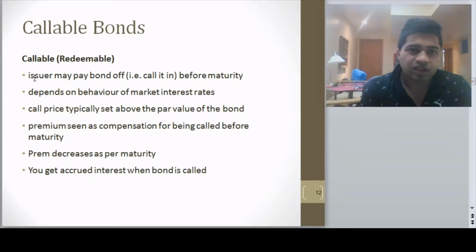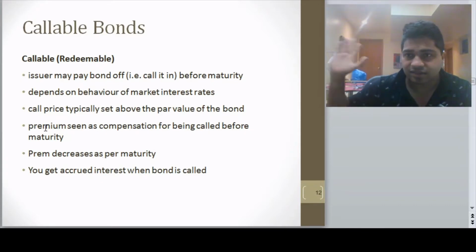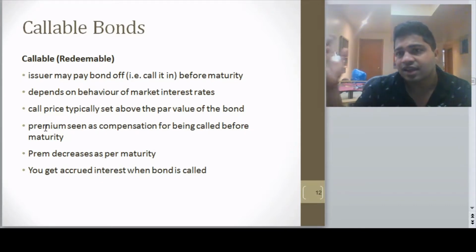Issuers may pay a bond off, that is, call it in, before maturity. This depends on the behavior of market interest rates. Generally, companies call bonds when market interest rates go below the coupon rate. If a company has issued a bond at, let's say, 9%, but the interest rate right now is 2%, the company can pay off the debt that was issued at an extremely high interest rate and issue new debt at a 2% rate.